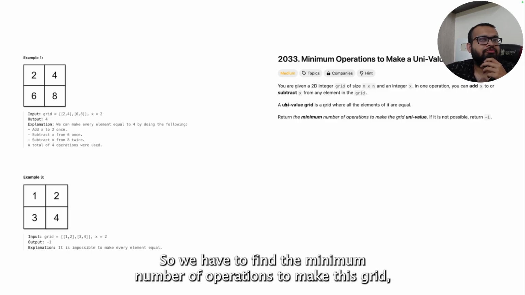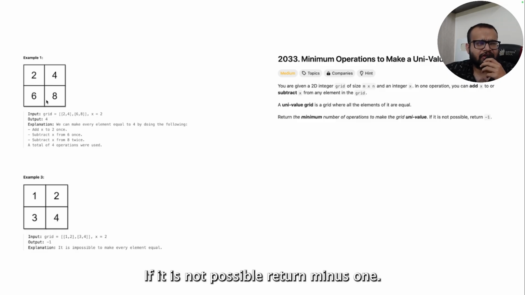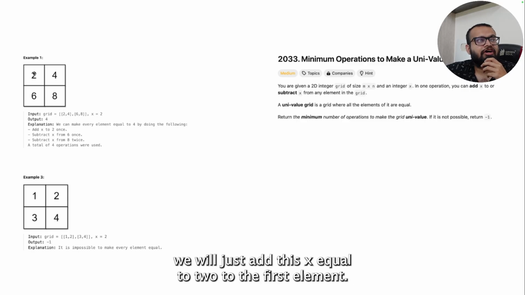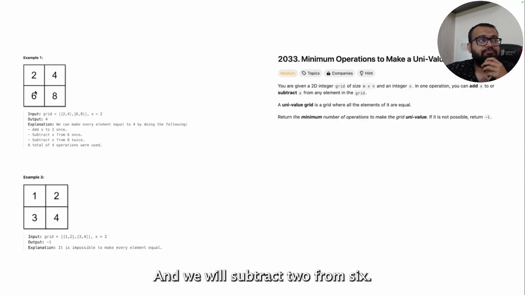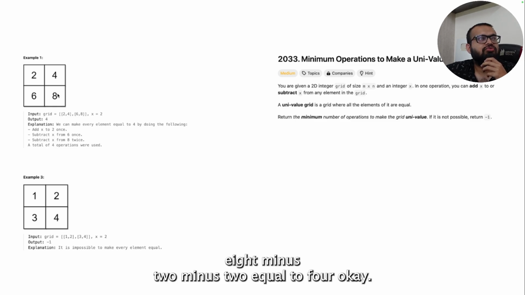So we have to find the minimum number of operations to make this grid uni-value. That is, all the elements should be equal. If it is not possible, return -1. In this case, we will add this x equal to 2 to the first element, it will become 4. And we will subtract 2 from 6, it will become 4. Subtract 2 two times from 8, it will become 4. 8 minus 2 minus 2 equal to 4.